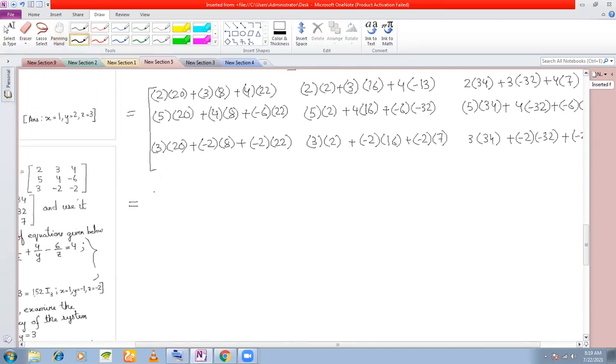Therefore, what is AB? You multiply everything, and the first entry you'll get 152. This one you'll get 0, and this one 0. 0, again here you will get 152, here 0. 0, 0, and here you will get 152. So if you take out the scalar 152, you'll only be left with the identity matrix.